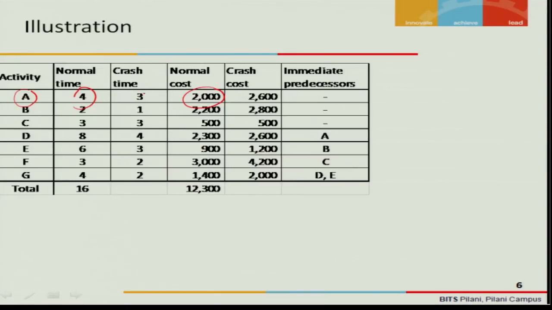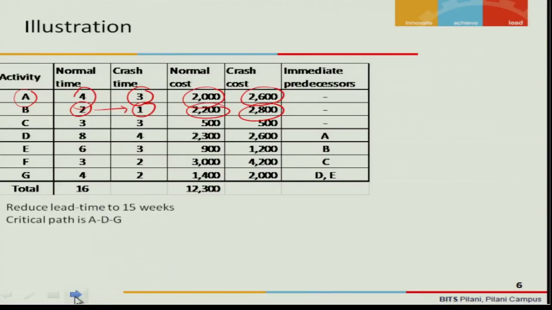You can crash it to 3 weeks, but your cost will increase from 2000 to 2600, which means that there is an escalation of 600 rupees for that 1 week of crash. Let us assume that it is dollars, $600 to crash from 4 to 3 weeks. In the case of activity B, it can be crashed from 2 to 1. But your cost will escalate from 2200 to 2800. This way all the costs are given.